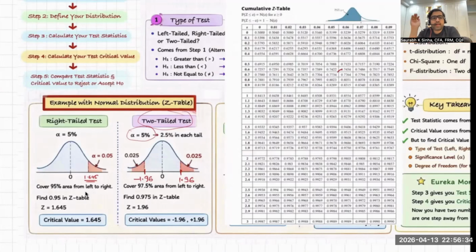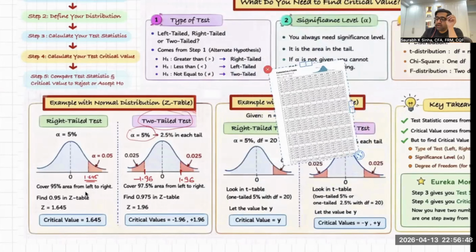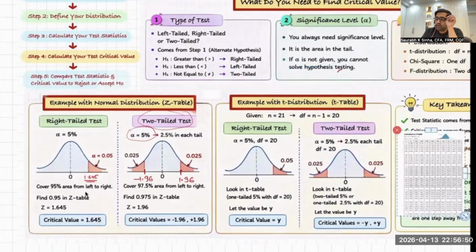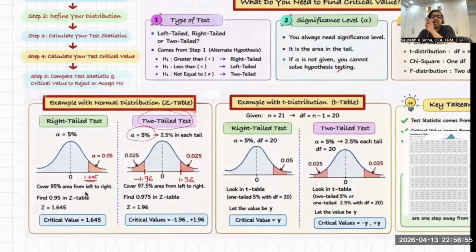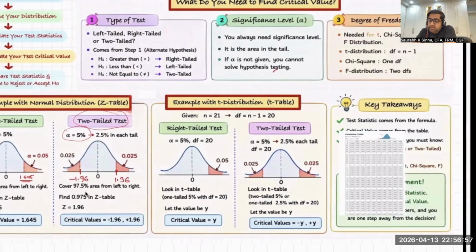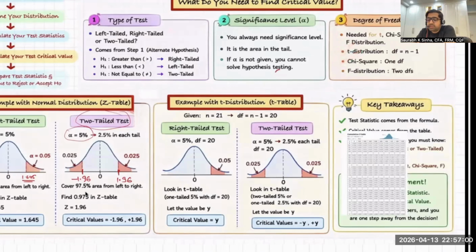That's it. So what is the important observation? In normal distribution, you do not need a degree of freedom. You only need two pieces of information: the type of test and the significance level. But in T distribution, chi-square distribution and F distribution, you need degree of freedom. Otherwise, you cannot find your critical value.